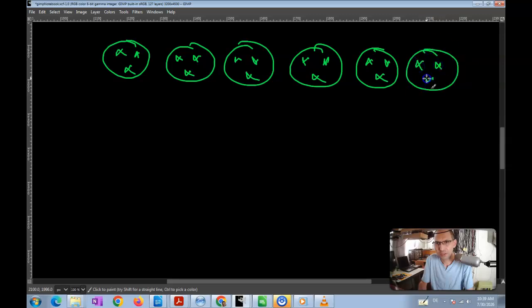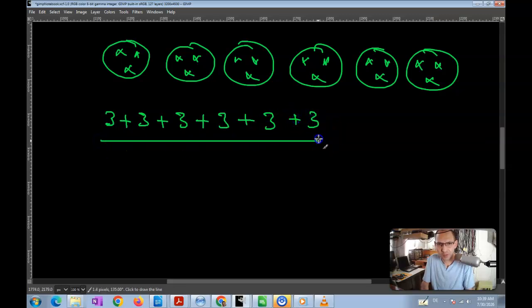That's basically 6 plates of sweets. If I want to calculate the total number of sweets, that would be 3 plus 3 plus 3 plus 3 plus 3 plus 3, which would be 6 times. That would be 6 times.